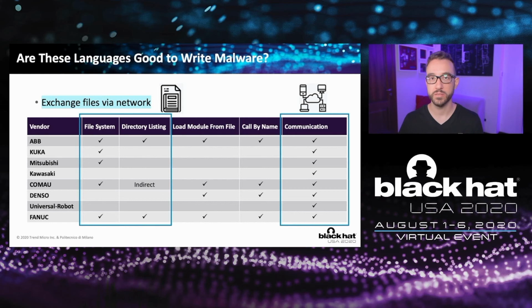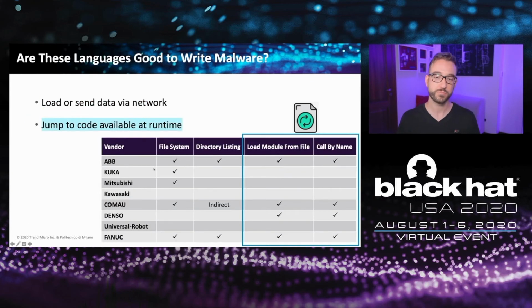First of all, we need network capabilities, and Marcello just explained that all of the languages have communication capabilities over the network. We also need file exchange and file handling capabilities. If we combine these two, we can create a malware that, for example, exfiltrates files. So we have the features there.